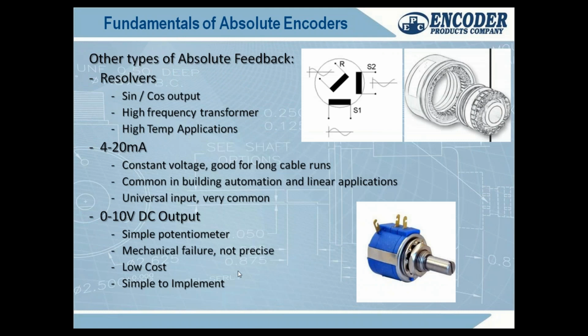There are other types of absolute feedback out there to keep in mind. These are not encoders, nothing we make, but they can be used for absolute positioning. Some of them may surprise you. Resolvers are one. These are wound transformers. I have a lot of experience with these. These are still the most accurate rotary transducers, you'll see them called, most accurate feedback out there.